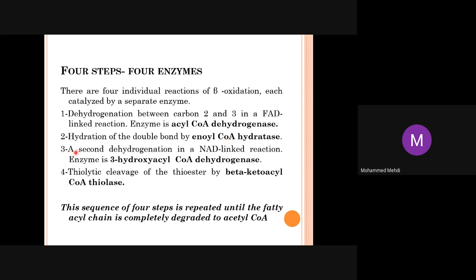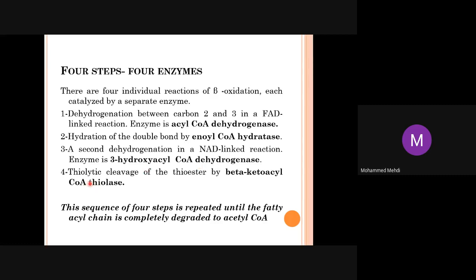The third reaction is the second oxidation, the second dehydrogenation reaction. This one is linked with NAD. The first one is linked with FAD, flavin adenine dinucleotide. Those electron and hydrogen atom will be accepted by this coenzyme. On the second oxidation, electron and hydrogen atom will be accepted by this coenzyme NAD, nicotinamide adenine dinucleotide. It is catalyzed by 3-hydroxyacyl-CoA dehydrogenase enzyme.